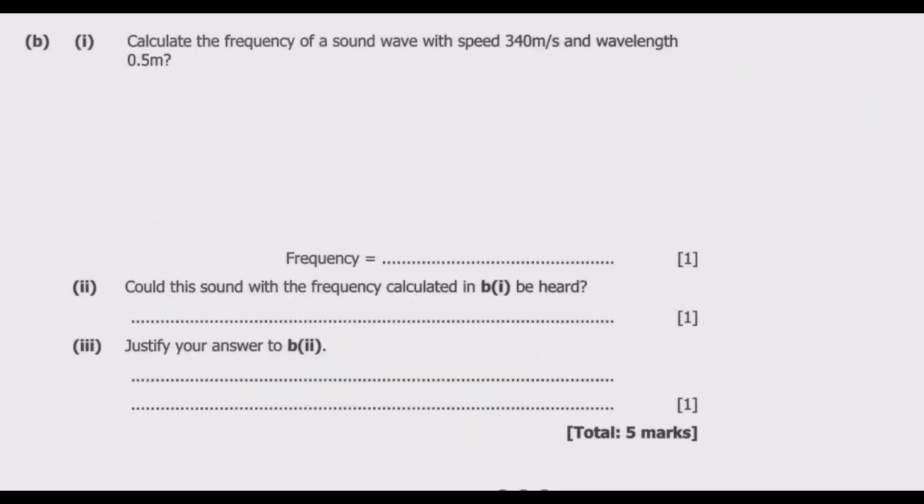Let us look at question B, part 1. Calculate the frequency of a sound wave with speed 340 meters per second and wavelength of 0.5 meters. We have been given two critical things, and we know that velocity, or the speed, is equal to wavelength multiplied by frequency. We've been given the speed and the wavelength, and we are asked to find the frequency. To find frequency, we divide both sides by wavelength, so that cancels. So frequency is equal to velocity over wavelength.